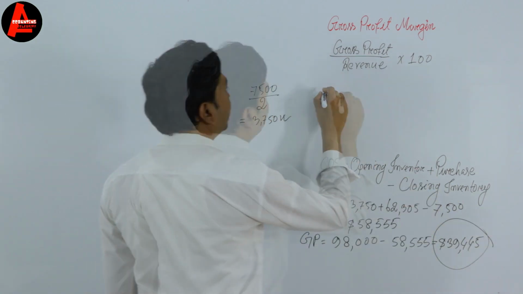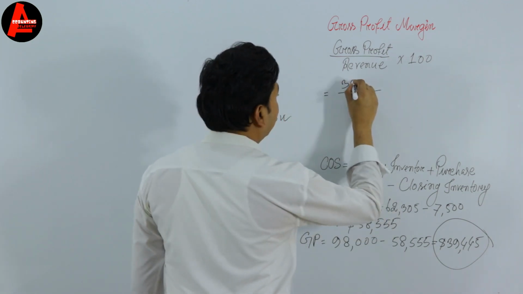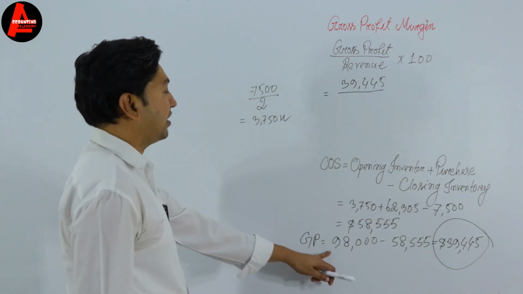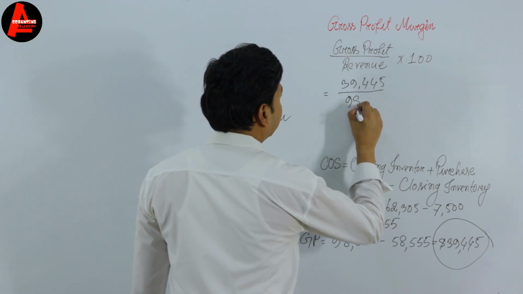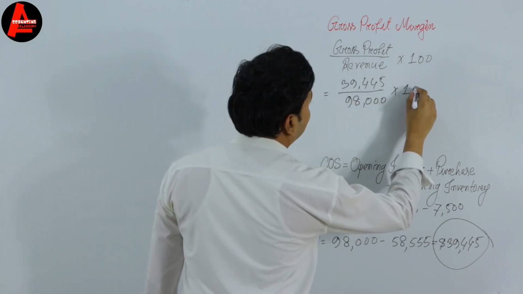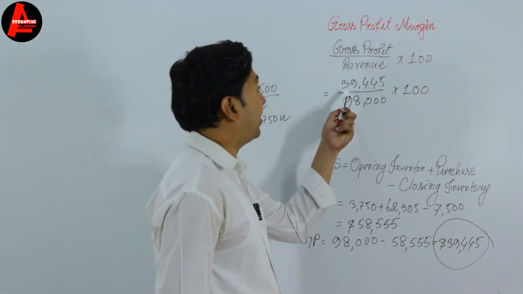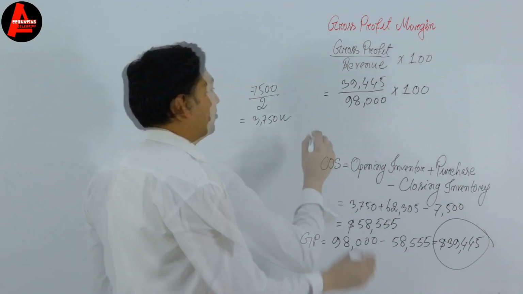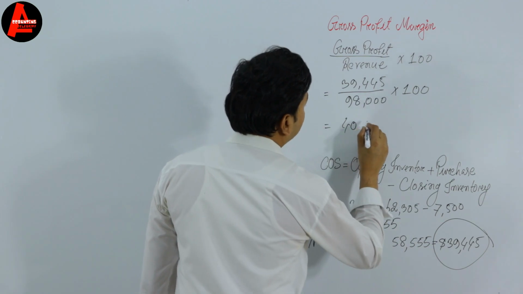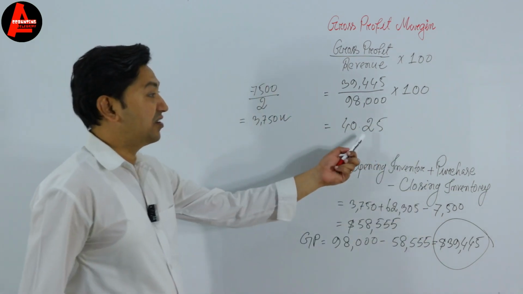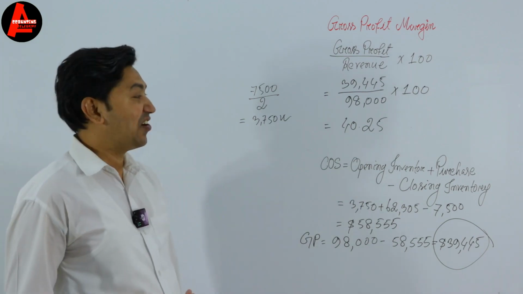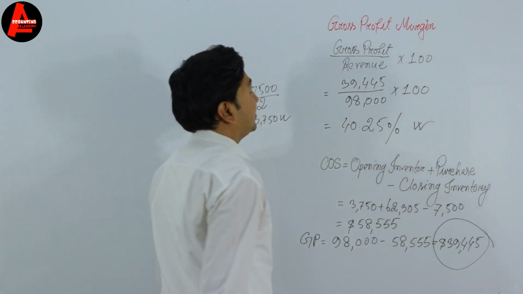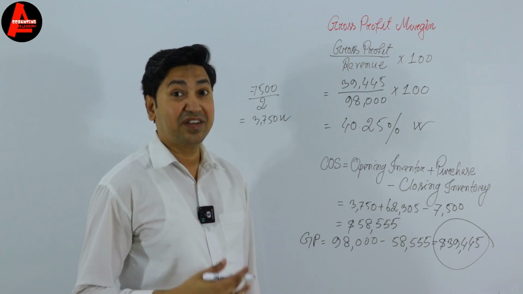So let us write here. We calculated gross profit of 39,445. We have our sales revenue on the question, it is $98,000, and we will multiply this by 100. Now if we multiply this by 100, then divide the answer by $98,000, we get 40.25. What, $40.25? No, not at all. It is 40.25%. Okay, so this is the answer, gross profit margin.